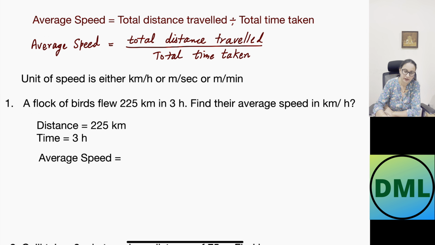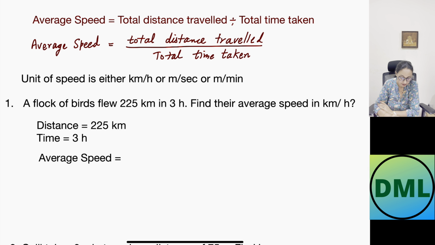The unit of speed is either kilometer per hour or meter per second, or you can say meter per minute. Let's see one example here. A flock of birds flew 225 kilometers in 3 hours. Find their average speed in kilometers per hour.